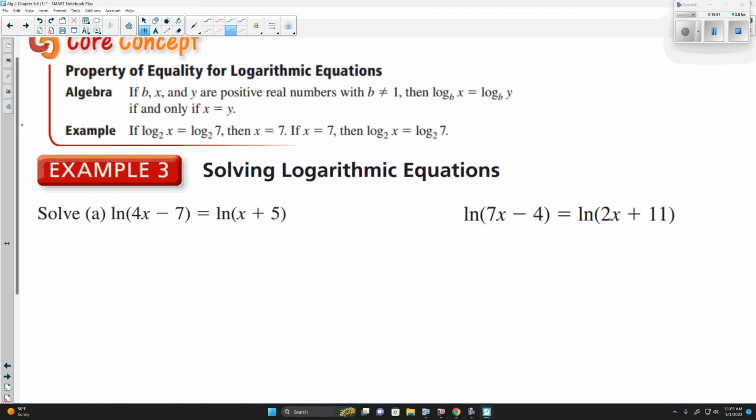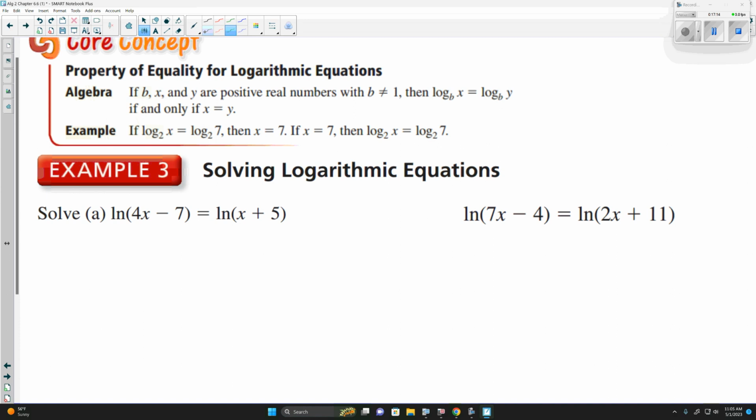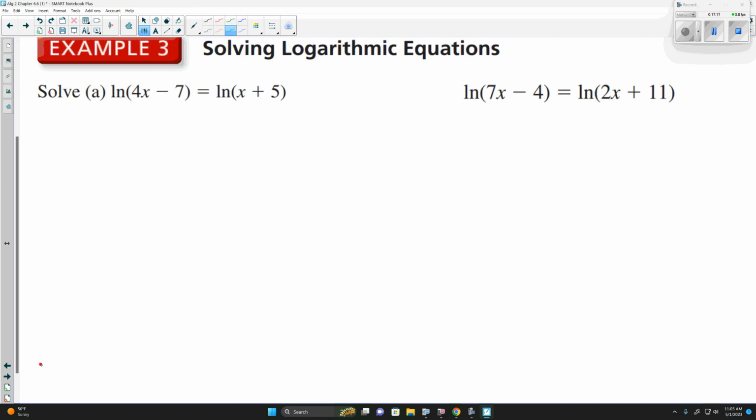The other part of the lesson that we're going over today is the property of equality of logarithmic equations. If the logs are the same, one log on either side, and they are the same, then what's inside the logarithms is going to be the same as well. So if we look at this here, we have the natural log of 4x minus 7 is equal to the natural log of x plus 5. Because the natural logs are the same, what's inside them must be the same as well, which is telling us that 4x minus 7 is equal to x plus 5.